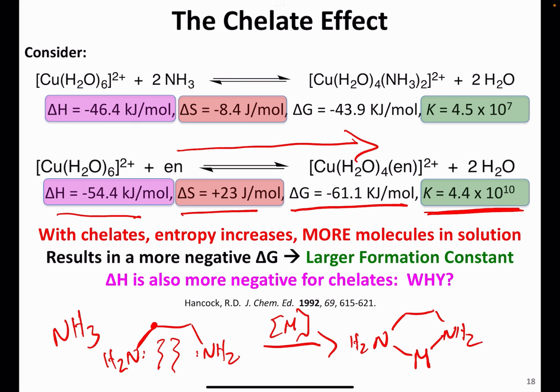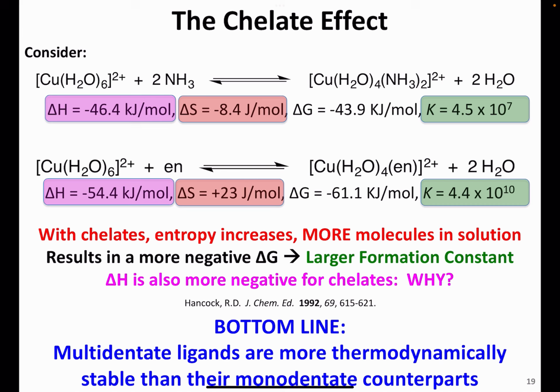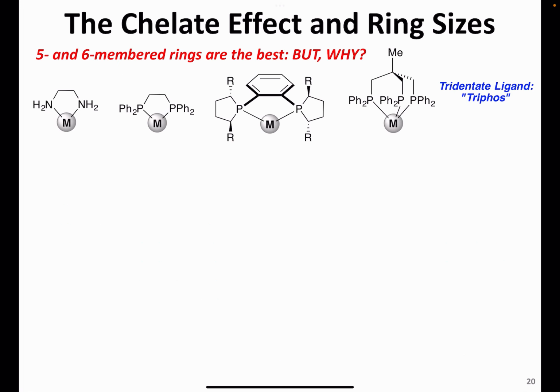Very interesting stuff. The bottom line here is that multidentate ligands, bidentate, tridentate, tetradentate ligands, give you more thermodynamically stable transition metal complexes than their monodentate counterparts. And so when we form these chelates, we're forming a ring. 5- and 6-membered rings at a transition metal center are typically best. You may ask yourself, well, why is that?